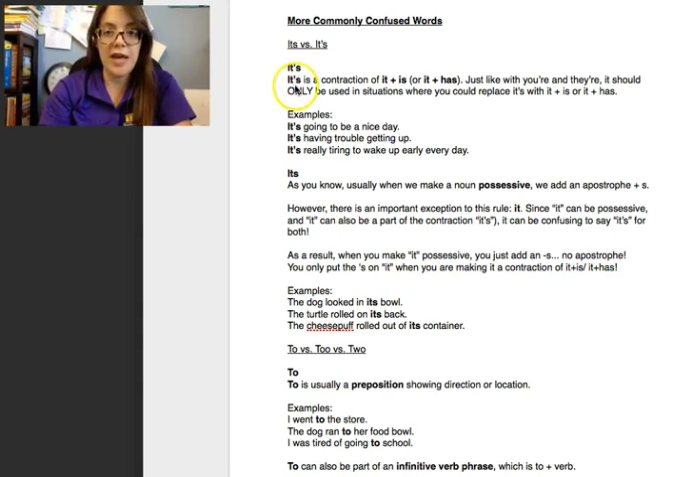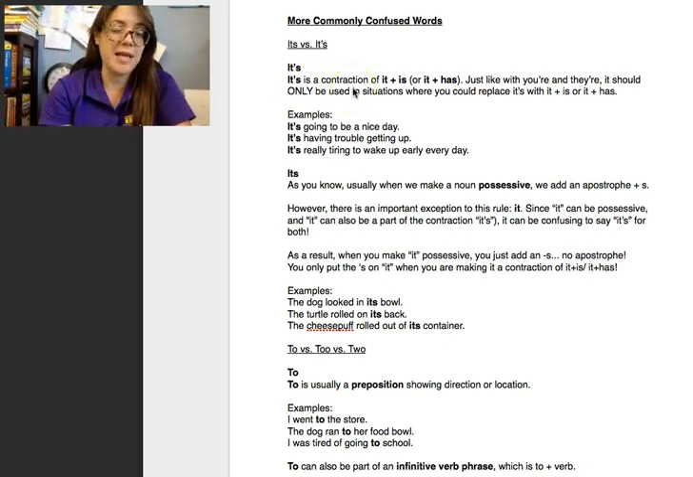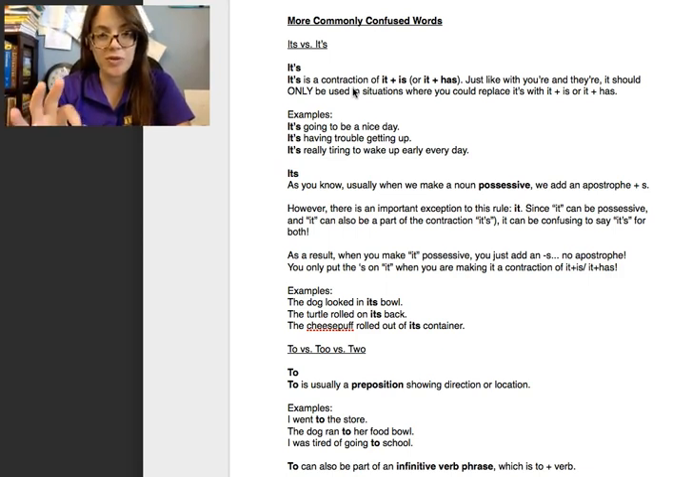It apostrophe s is a contraction of it plus is, or it can be it plus has. Just like with your apostrophe re and there, with the apostrophe s, it should only be used in situations where you could replace it with it is or it has.